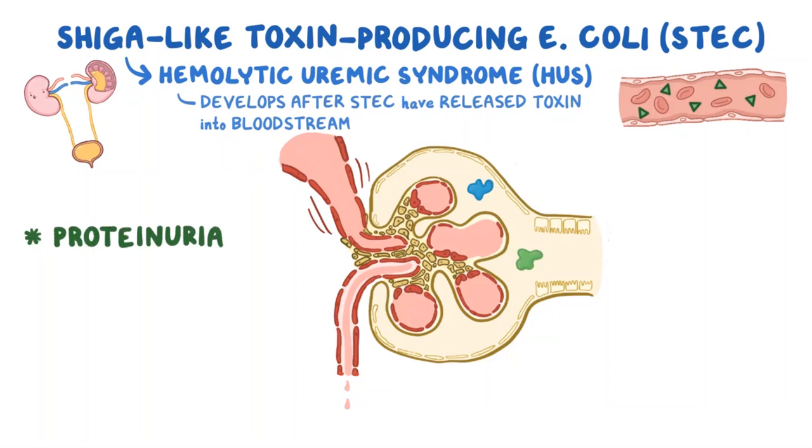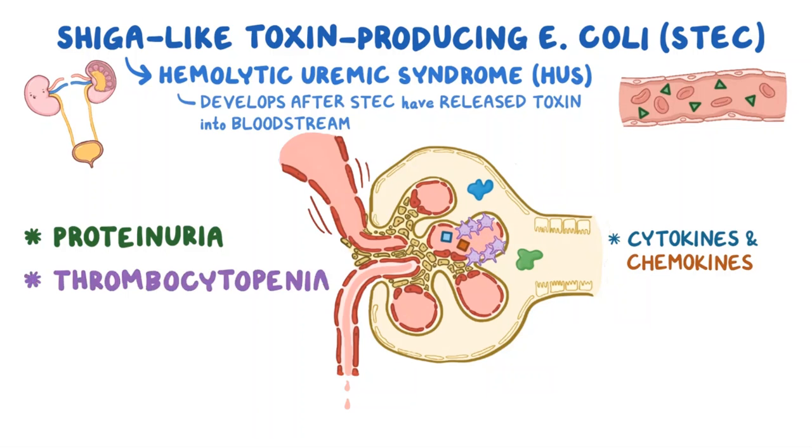resulting in proteinuria. The destruction of endothelial cells triggers an inflammatory process in which inflammatory molecules such as cytokines and chemokines are released. Cytokines and chemokines activate blood platelets and initiate the clot formation. As these platelets are used to form these clots, their number in the blood decreases, resulting in low platelets or thrombocytopenia.